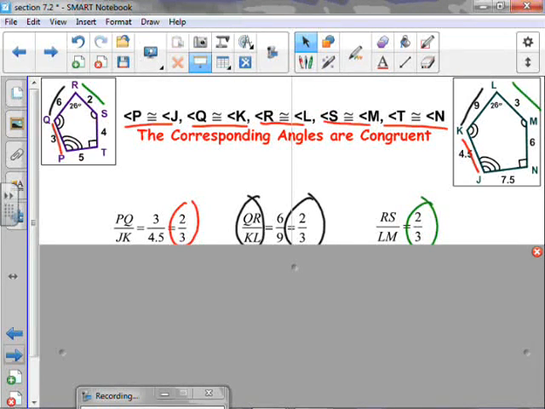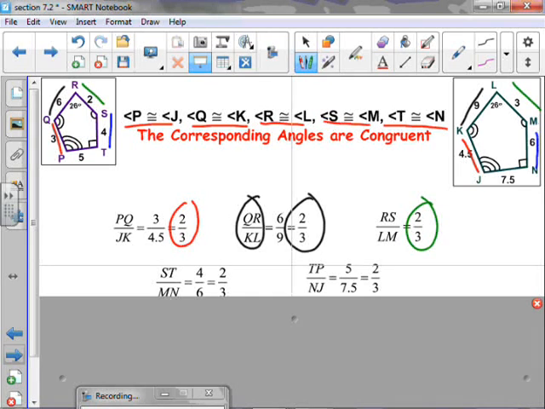Okay, I've got two more to do. ST divided by MN. ST divided by MN is 4/6, or 2/3. And finally, PT divided by JN, or TP divided by NJ, gives me 5/7.5, which simplifies to 2/3. Okay? So I see that all of my sides have the same ratio.